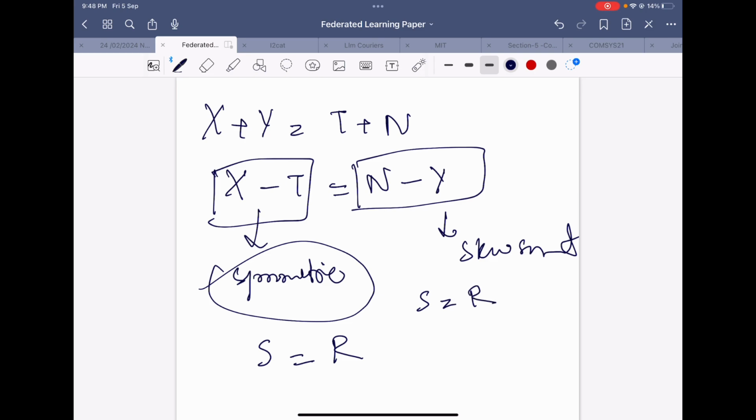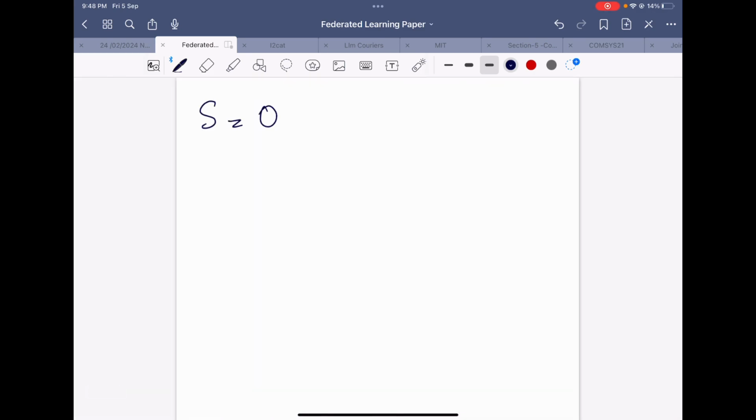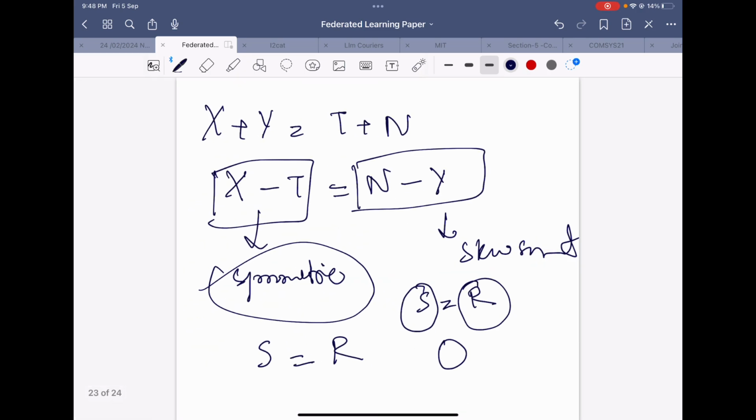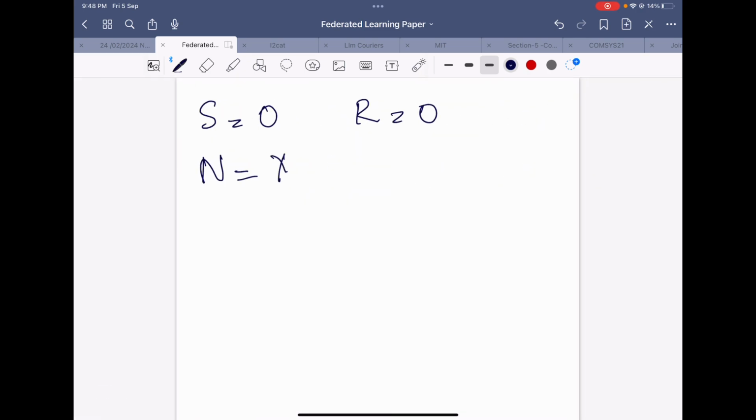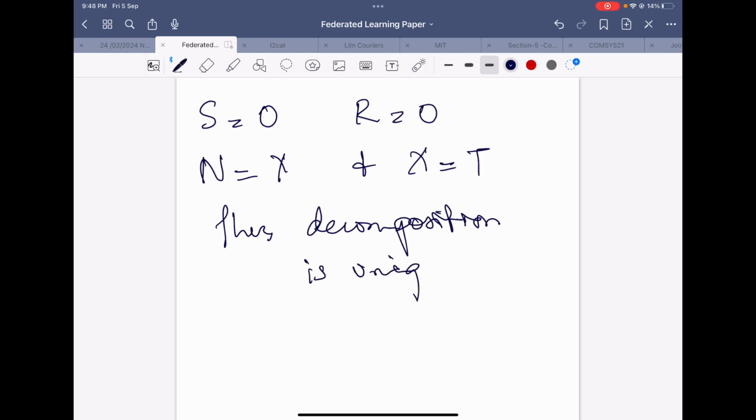So we want to think of a matrix S which is both symmetric as well as skew symmetric. It turns out that the only matrix that is both skew symmetric as well as symmetric is the zero matrix. Thus, S is equal to 0 and R is equal to 0, which means N is equal to Y and X is equal to T. Thus, the decomposition is unique. And if there exists any other decomposition, it has to be equal to this decomposition.